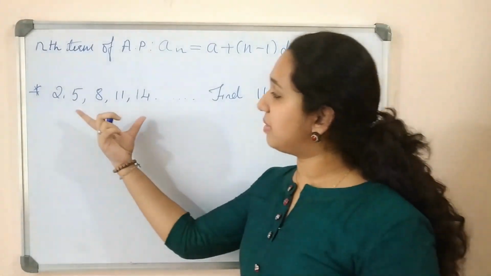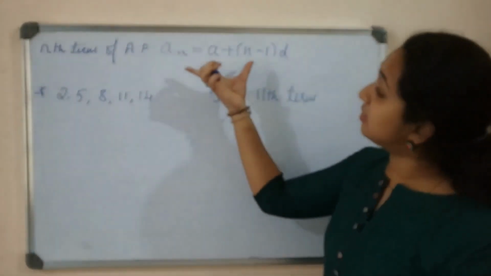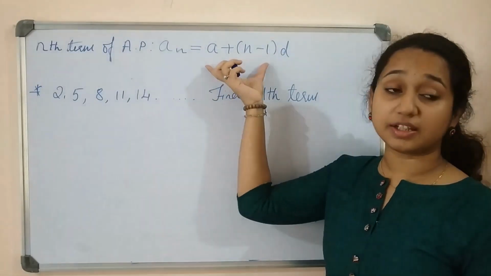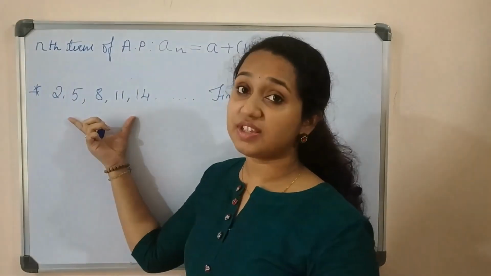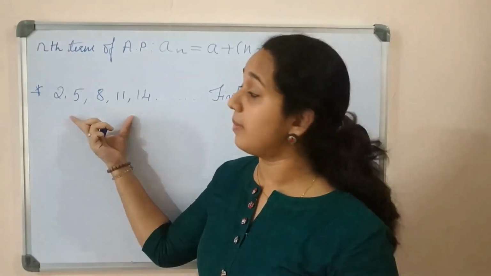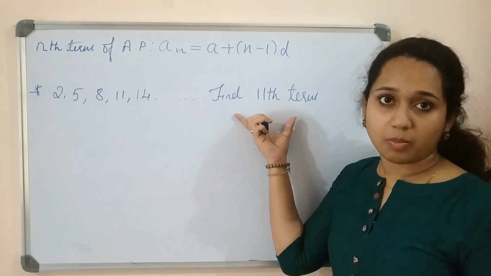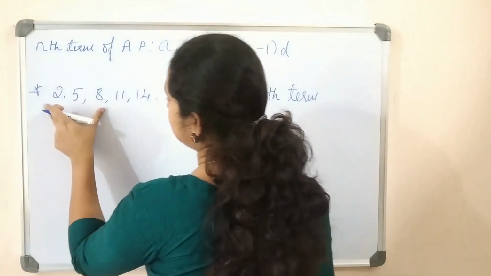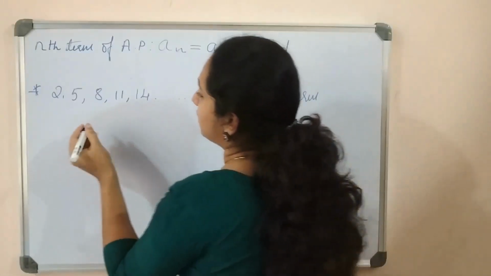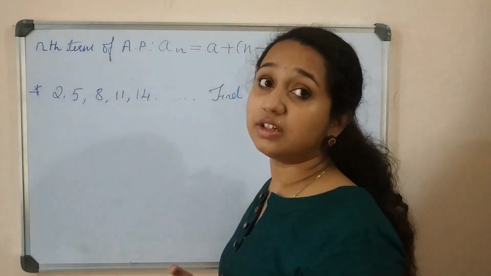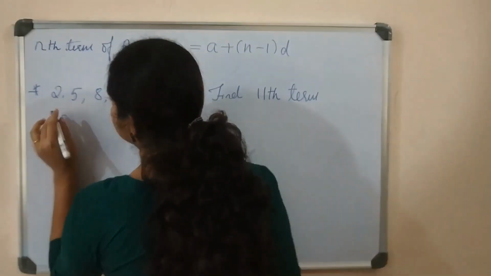Now here they haven't mentioned whether the given series is an arithmetic progression or not, and the nth term formula we have found is for the arithmetic progression. So first we need to find whether the given series is an arithmetic progression or not. Okay, first we'll verify that, then we'll see whether we can find the nth term or not. So for that, we have to find the consecutive difference, the difference between two consecutive terms.